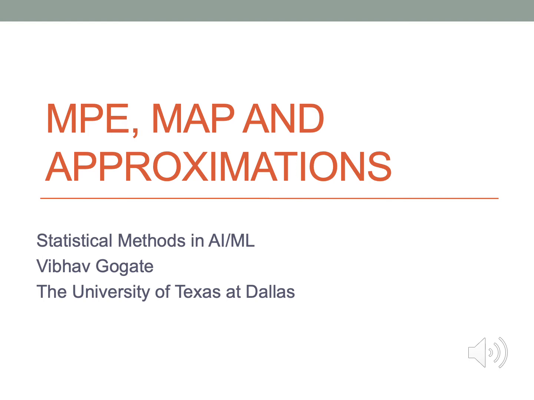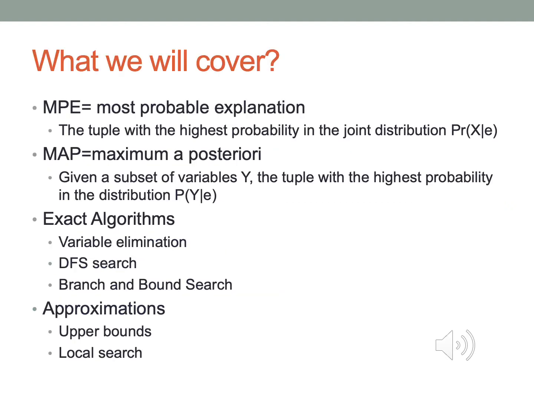Until now, we have looked at algorithms, both exact as well as approximate, that solve marginal inference tasks in graphical models. Today, we will look at algorithms that solve so-called optimization problems defined over graphical models, specifically two tasks, MPE and MAP inference. Here is what we'll cover in the lecture today.